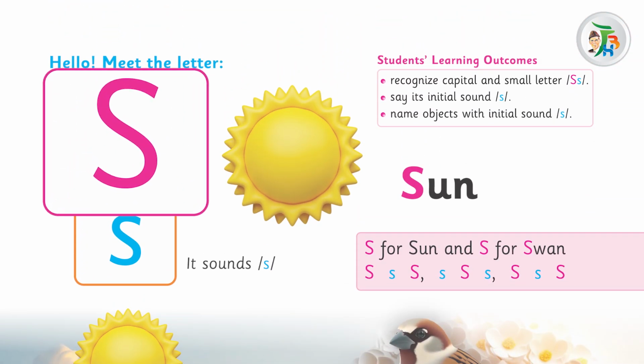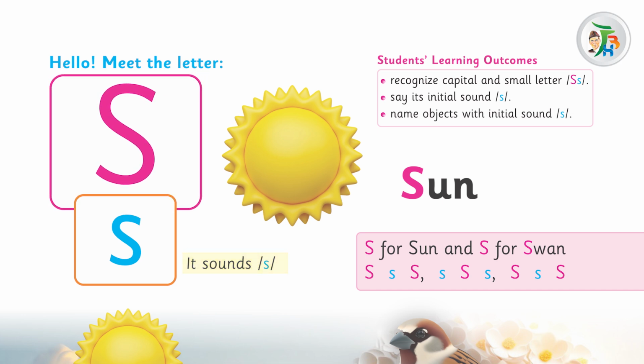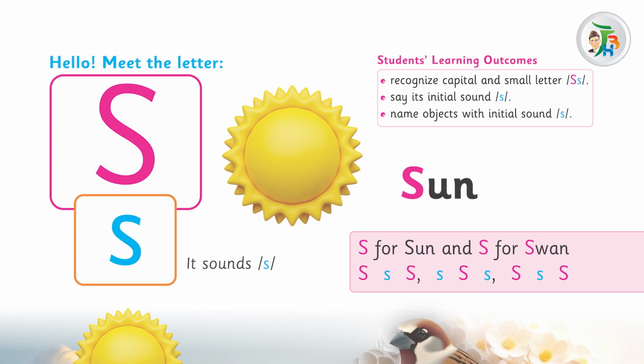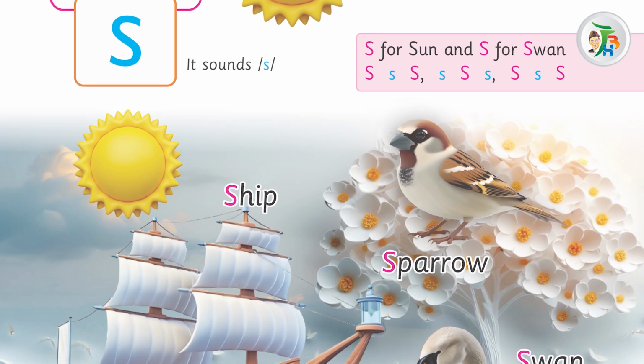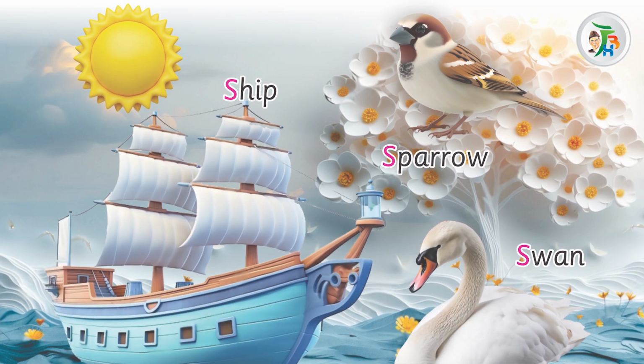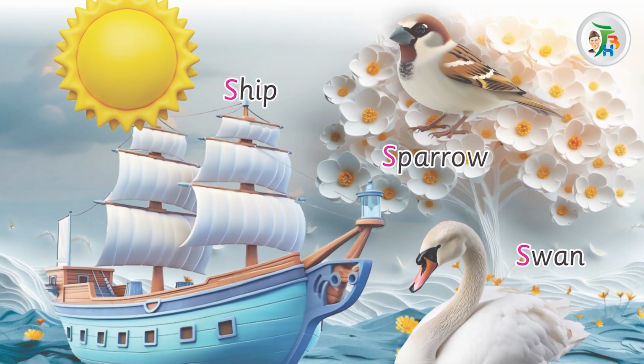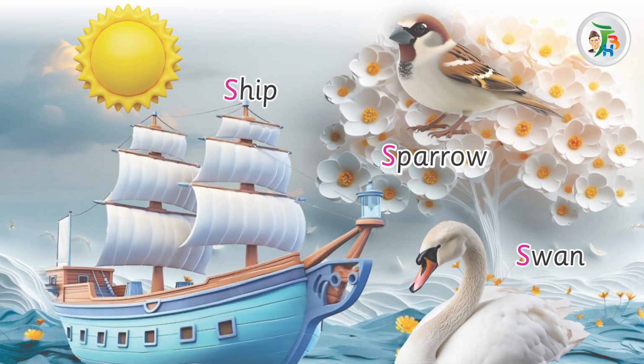Hello, meet the letter S. It sounds S. S for sun and S for swan. Now look at this picture. You can find so many objects that start with letter S, like sun, ship, sparrow, swan.